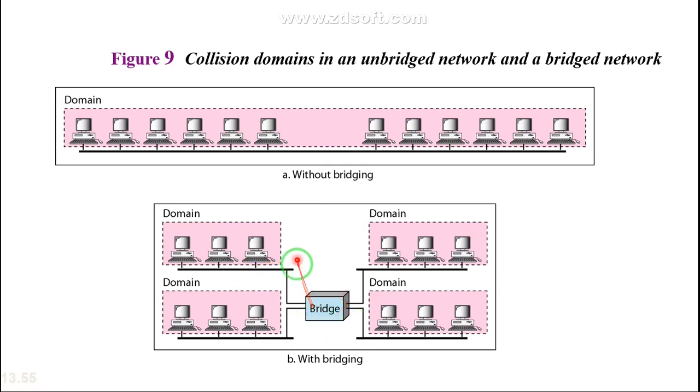This bridge has 4 ports. So 4 networks, 4 domains have been created. So the collision domain becomes much smaller, and the probability of a collision is also reduced tremendously. And without bridging, you can see 12 stations are going to access this medium. So the collision domain also gets smaller, and the probability of collision is reduced in your bridging network.